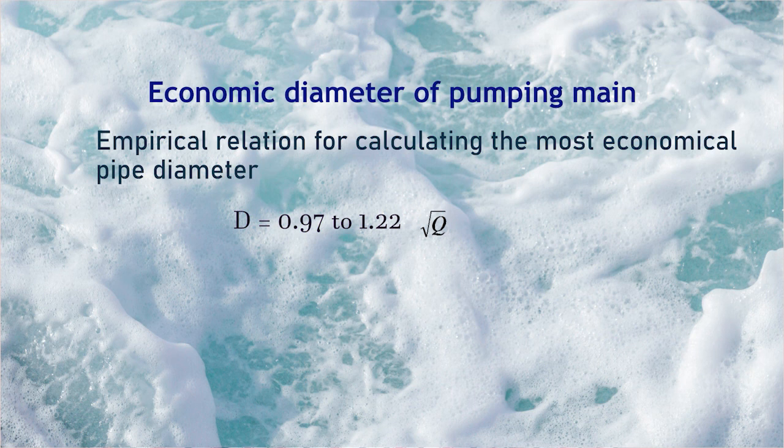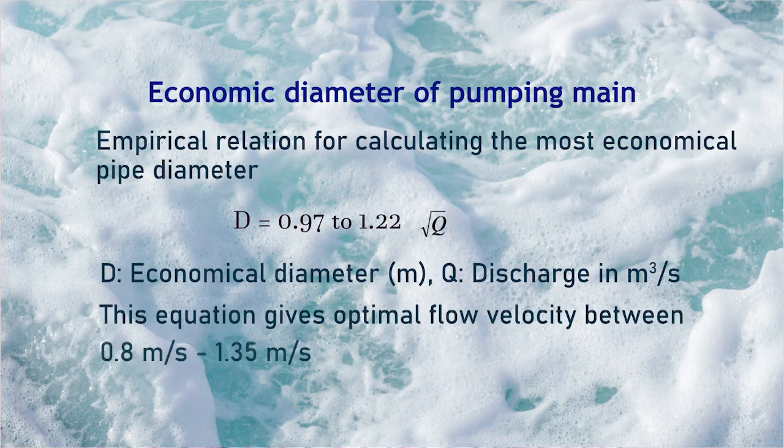The equation is given as D = 0.97 to 1.22 √Q. In this equation, D is the economical diameter measured in meters, while Q is the discharge measured in meter cube per second. This equation gives the optimal flow velocity between 0.8 meter per second to 1.35 meter per second. This brings us to the conclusion of session 2.